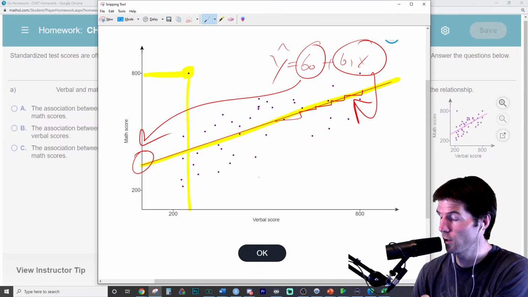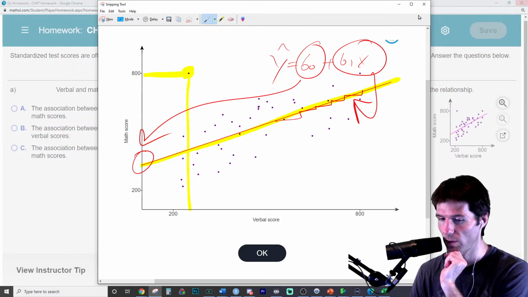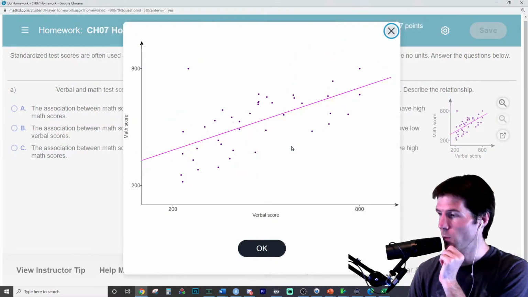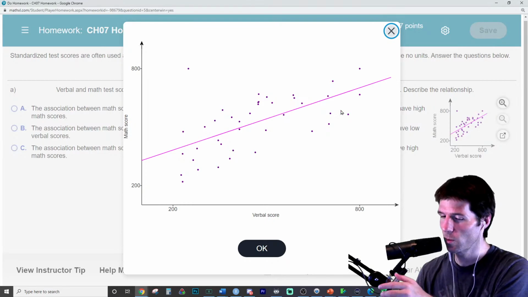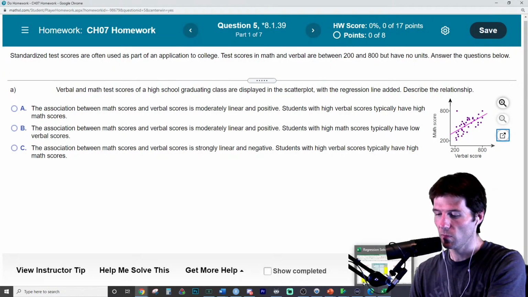You can only make as low as 200. That's how low the SAT goes on a section. So we understand what we are seeing. We're seeing a regression line. You're welcome, Thacker. Excellent work. Thank you so much, Thacker.